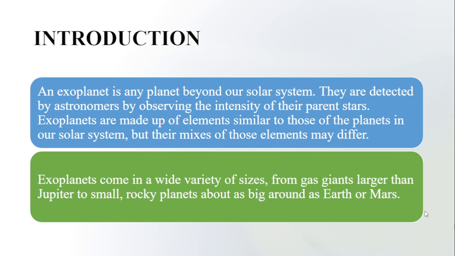For example, some planets may be dominated by water or ice, whereas others are dominated by iron or carbon. Also, exoplanets come in a wide variety of sizes, ranging from gas giants larger than Jupiter to small rocky planets about as big around as Earth or Mars. In the 16th century, the Italian philosopher Giordano Bruno suggested that the distant stars were similar to our Sun and therefore may harbor planets of their own.